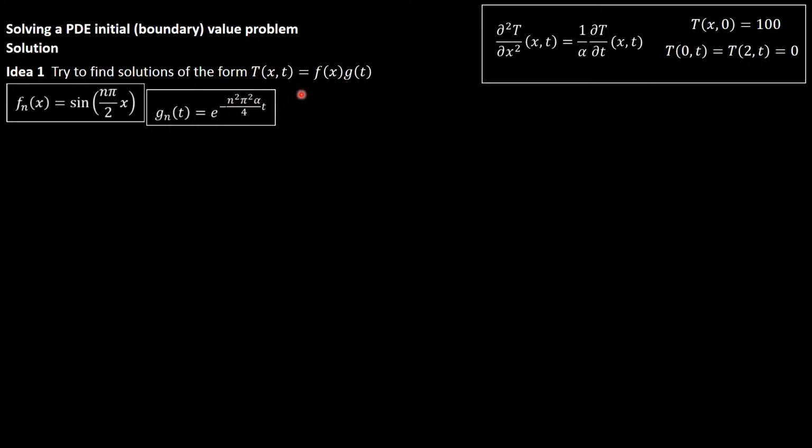So our goal from the beginning, or our idea, was to try to find solutions of the form f of x times g of t. We figured out that there were lots of ways to do that. f of x could be any function of this form, and g of t has to look like this, if f of x looks like this. And since we found so many solutions, I subscripted them with an n. So this is every possible solution that satisfies these boundary values here.